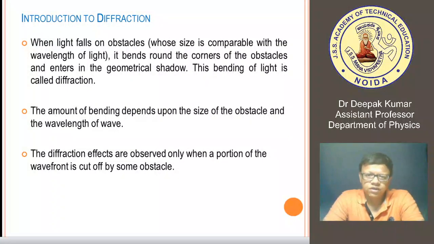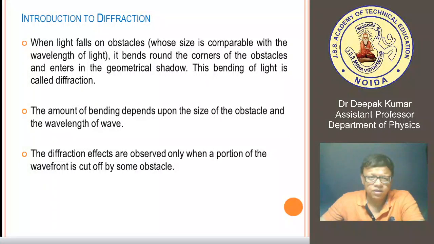Now diffraction effects are observed only when a portion of the wavefront is cut off by some obstacle. In terms of wavefronts, Huygens theory proposes that light travels in the form of wavefronts and propagates in the form of secondary wavefronts, where the secondary wavefront is the locus of all the particles which are vibrating in the same phase. As per Huygens theory, whenever the wave travels, there are particles vibrating in the same phase, and these particles make sure that the energy is propagated in all possible directions with the same speed, and the outer envelope of all such secondary wavelets is termed a secondary wavefront.